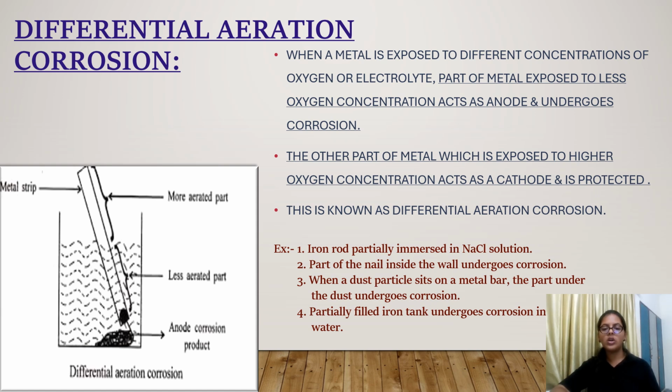Example: first, iron rod partially immersed in NaCl solution. Second, part of the nail inside the wall undergoes corrosion. Third, when a dust particle sits on the metal bar, the part under the dust undergoes corrosion. And fourth, partially filled iron tank undergoes corrosion inside water.